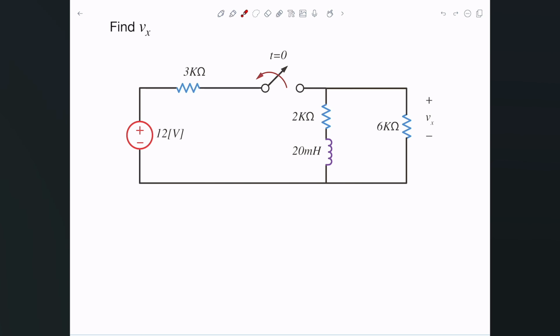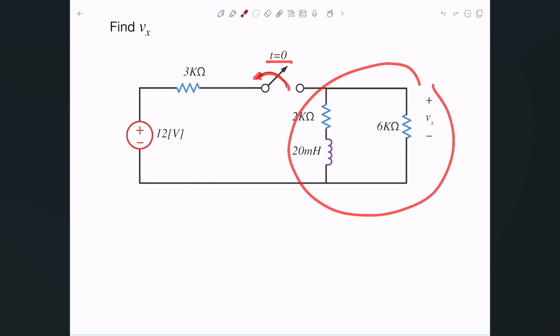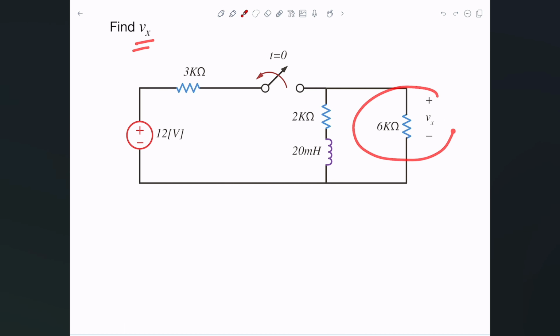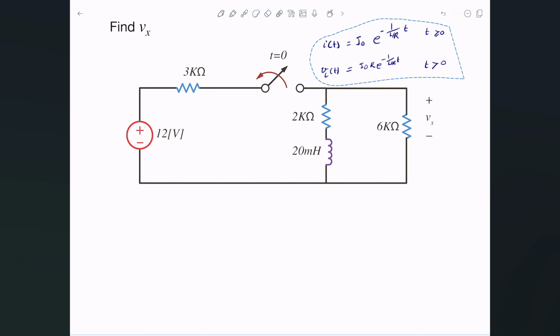In this example, the switch was connected to this point for a very long time, and at time 0, we open the switch, and then we end up with an RL circuit in here. What we're being asked to compute is the Vx across that 6 kilo ohm resistor. So I copied the equations that we know about RL circuits and I'm just going to put them here for reference.